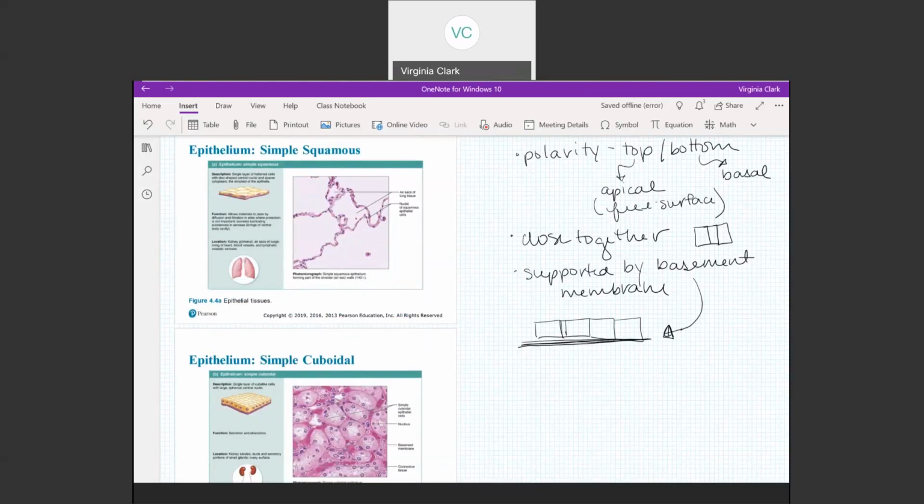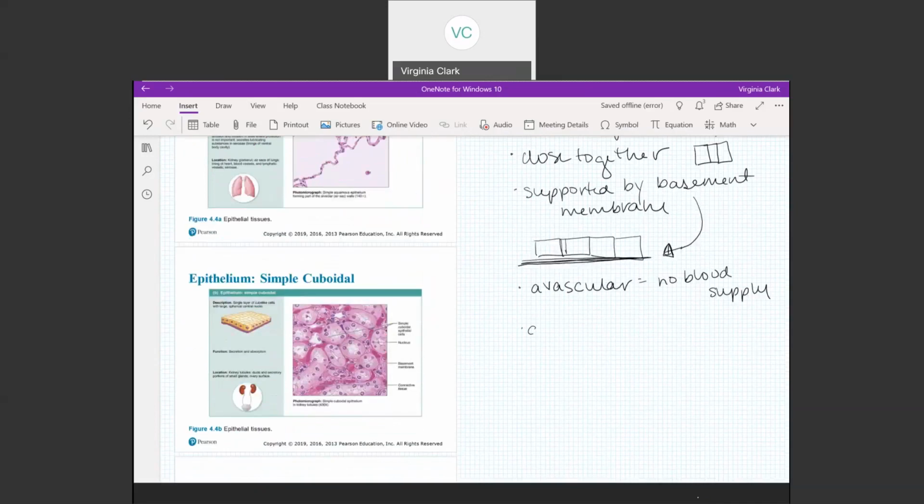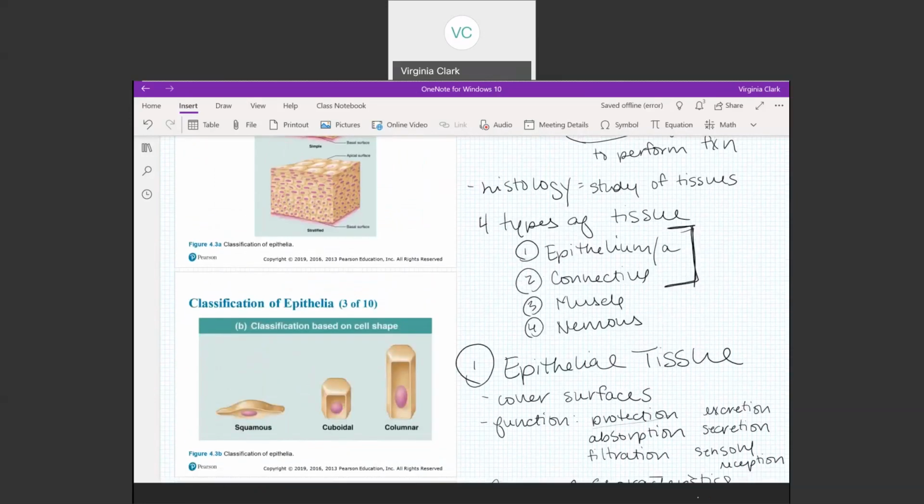Another characteristic of our epithelial tissue is that it is avascular. There is no blood supply. Blood will be in the underlying tissues. It will not actually have any blood vessels found in this top layer of your epithelial tissue. But what's really cool is that they are able to regenerate. These cells have the ability to regenerate a lot because, remember, they are involved with protection. This is the biggest one.